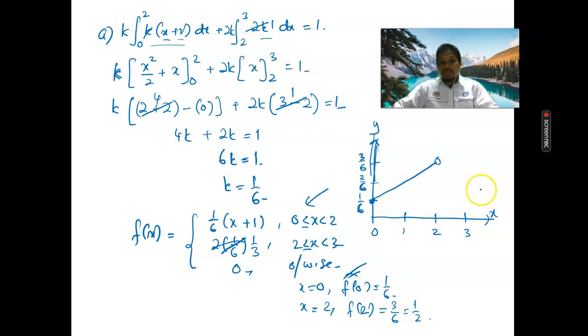Okay, 3 over 6, then sketch the graph. It's a linear or straight line. And then, from x equal to 2 until x equal to 3, the function f(x) is a constant, 1 over 3. So then 1 over 3 is 2 over 6. From here until here, it's a straight horizontal line right here. So this is the solution for question B, sketch the graph of the probability density function.